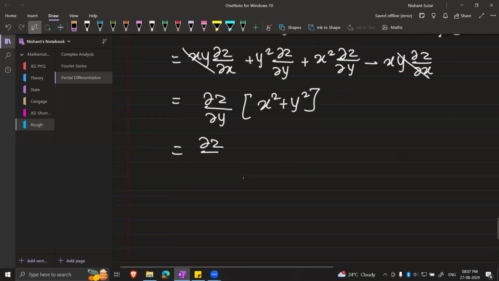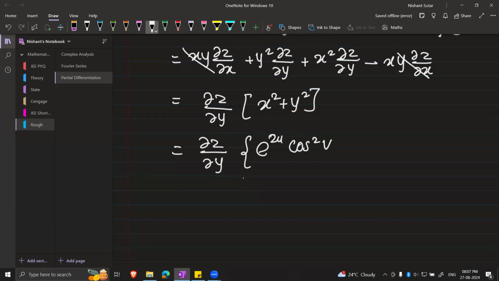We'll write the values of x square plus y square. So our x is e power u, so it will be e power 2u because we are squaring the term, cos square v, plus e power 2u sin square v.